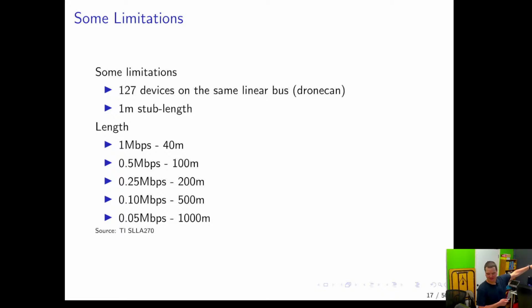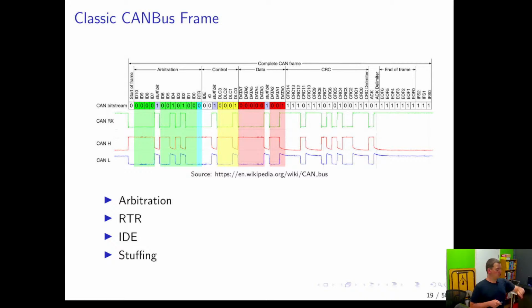And apparently, I've never double checked if this is true, but apparently you can run up to a kilometer at like 50 kbps. I think that's 50K anyway. Cool. On a bus, most buses have some kind of format for the minimum number of bytes you have to send. There's some kind of format that's called a frame. And this is a classic CAN A frame. I'll just quickly go over some of the fields that are important.